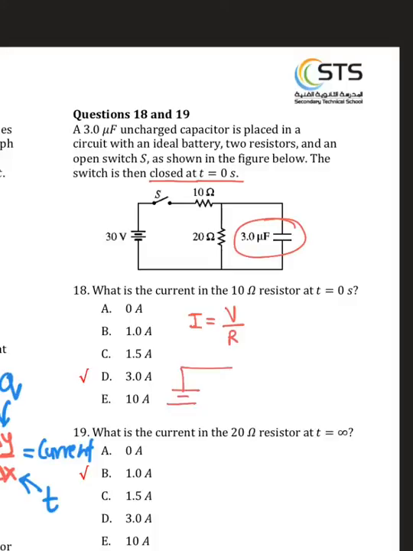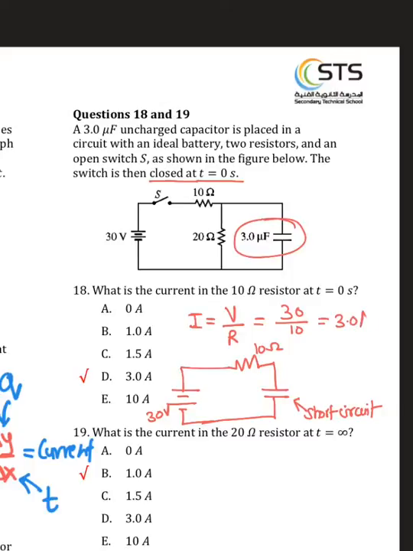It would look like you have a battery, then you have a 10 ohm resistor and the capacitor. So that's 10 ohm and that's 30 volt, because this is going to act like a short circuit. All the current is going to flow through this branch where there is the capacitor, and hence we are not drawing the 20 ohm. So this will be 30 over 10, and that will come out to be 3 ampere.